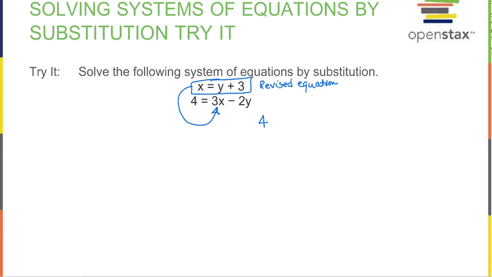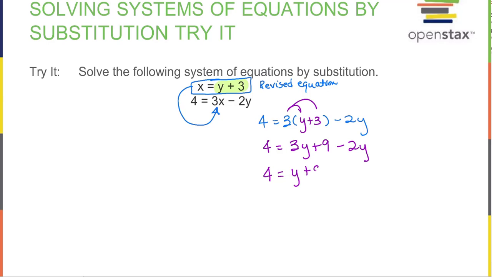So 4 equals 3 times x minus 2y. And x is really y plus 3 because that's what x equals. X equals y plus 3. So now we're going to solve. So we have 4 equals distributive property, 3y plus 9 minus 2y. And then I have 3y minus 2y is 1y plus 9. Then subtract 9 on both sides and I get negative 5 equals y.